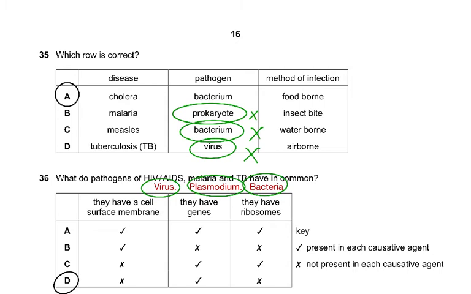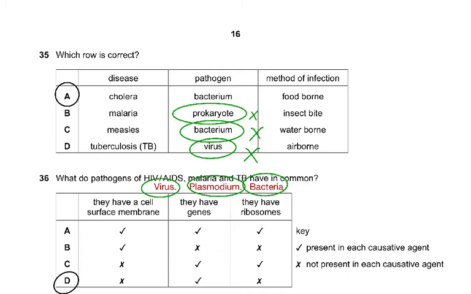Next question is 35. Which row is correct? We have disease, we have pathogen, we have method of infection. You know cholera is caused by a bacterium, and it is foodborne and waterborne. Malaria is not caused by a prokaryote, it's caused by a protoctist. Plasmodium is not a prokaryote. Please remember that. Malaria is caused by a protoctist called Plasmodium, not a prokaryote, and protoctists are eukaryotes.